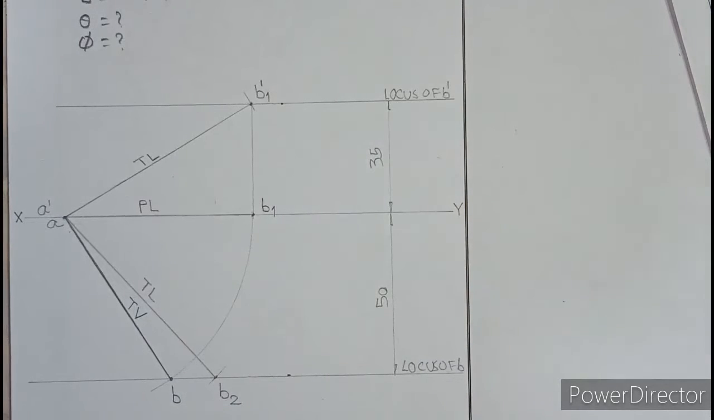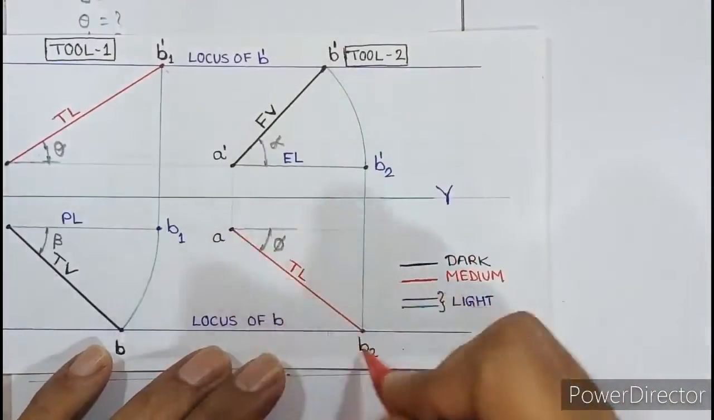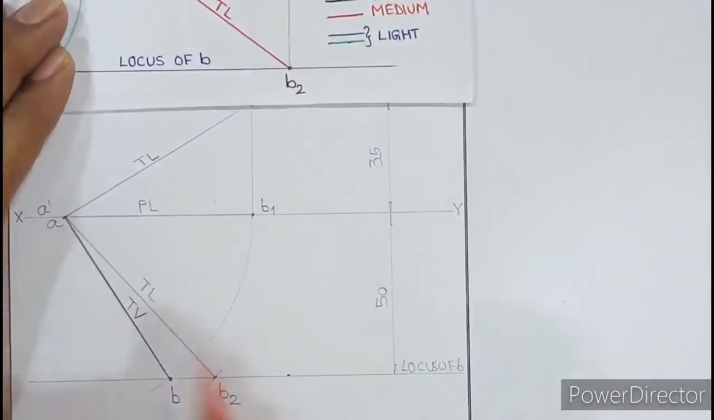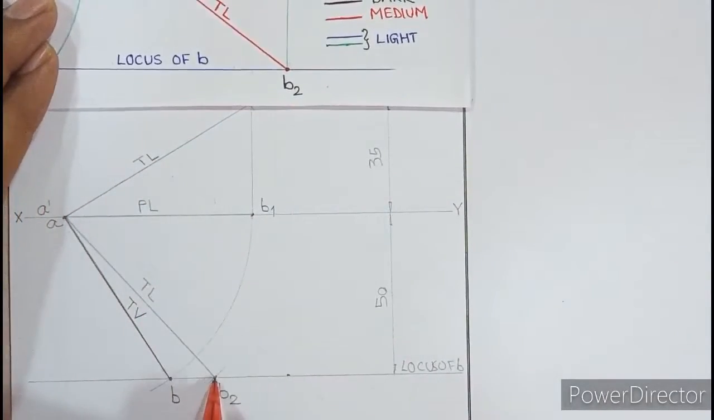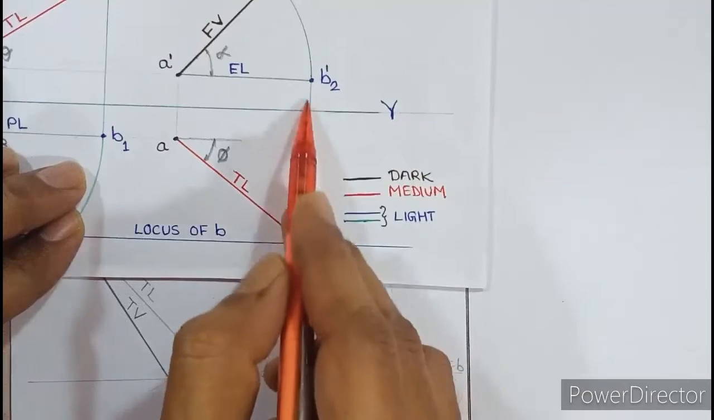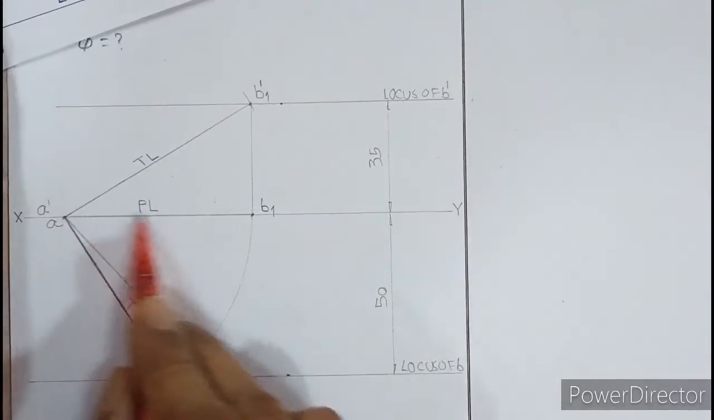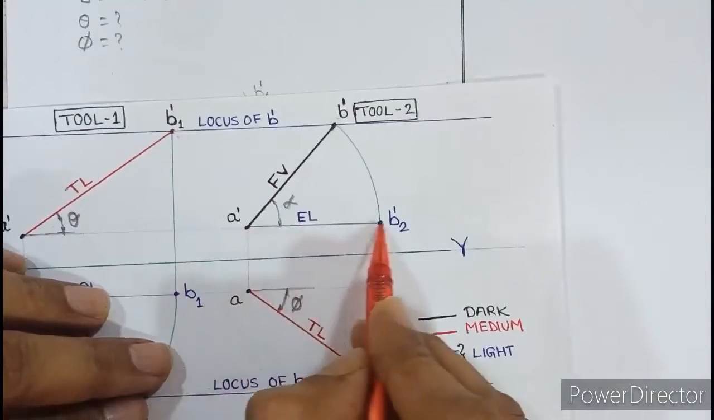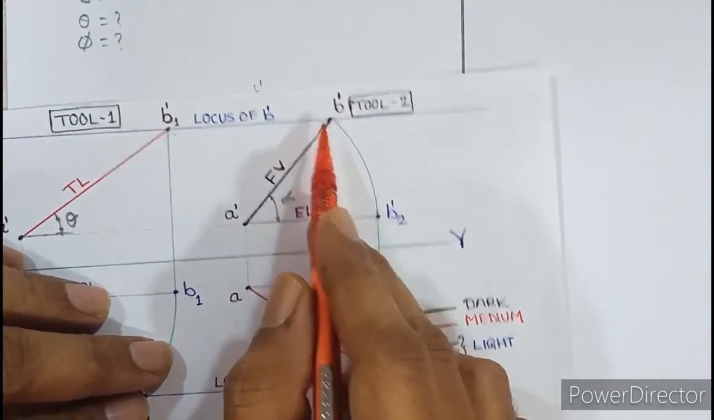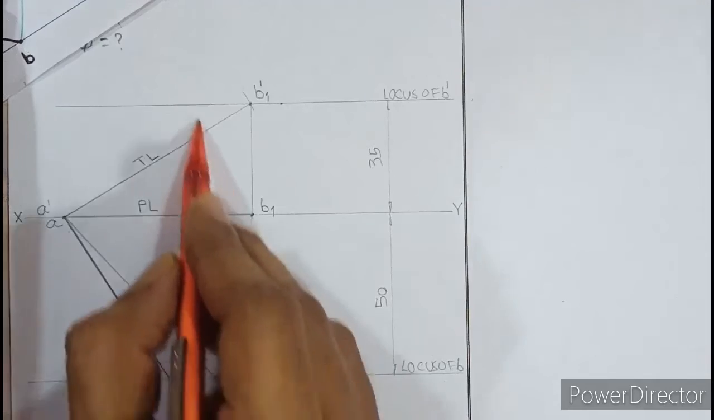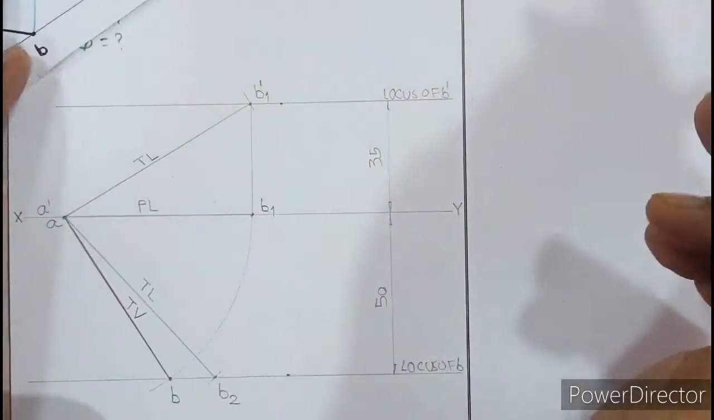Once top view is ready, we need to get front view also, isn't it? It's quite obvious, front view is required. To get front view, there are two options. Number 1, operate the next true length AB2. If I operate AB2, the tool says project B2 till the level of A dash. And then this elevation length you have to rotate to cut the locus of B dash.